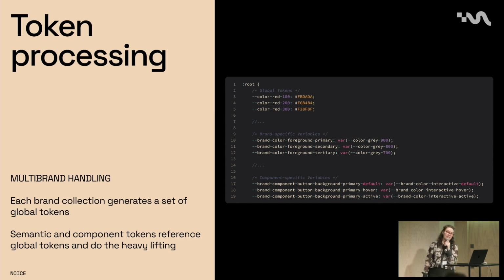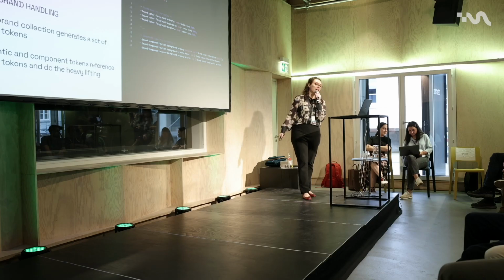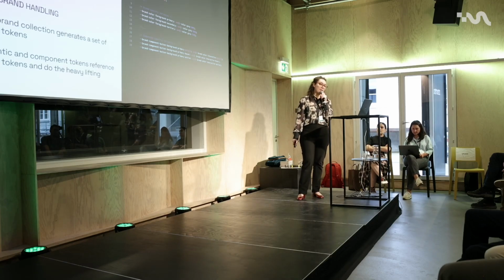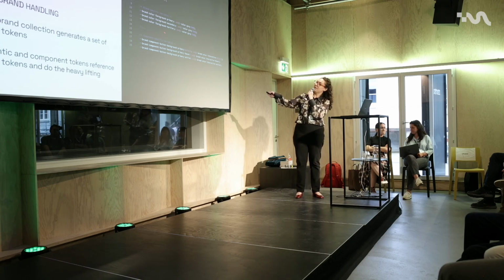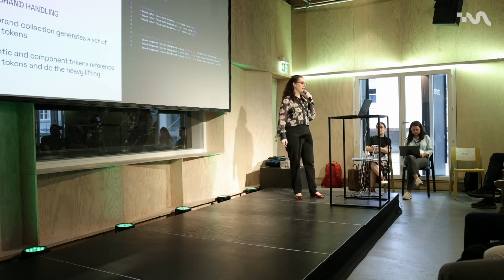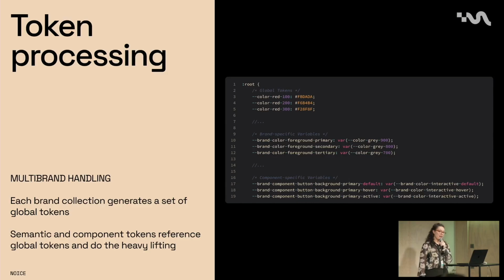So this creates a sophisticated token system. Each brand collection generates global tokens up here. And so colour scales, typography scales, scaling, spacing systems, and then the semantic and component tokens reference these globals and do all of the heavy lifting. A component can reference brand, component, button, background, primary, default, and then it automatically gets the right colour for whatever brand context it's in.